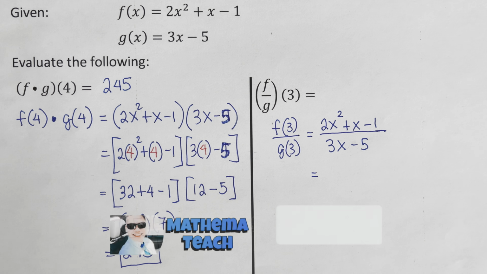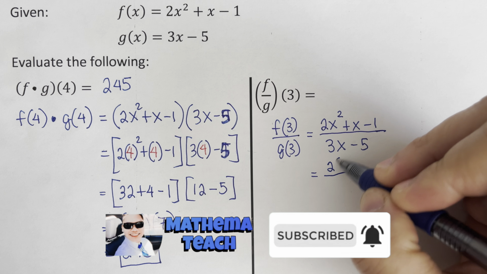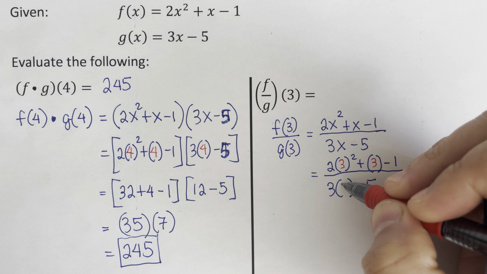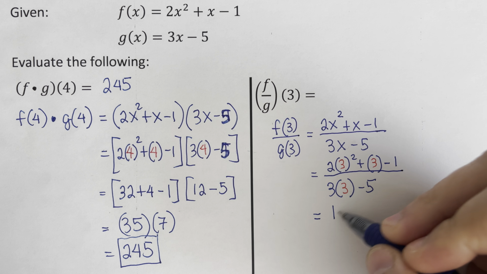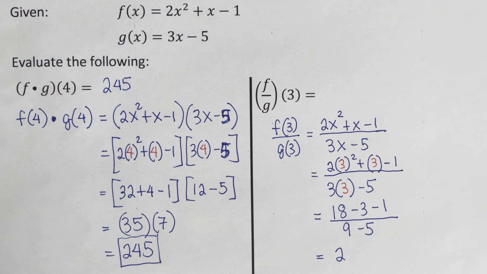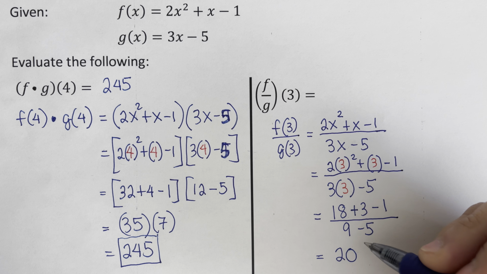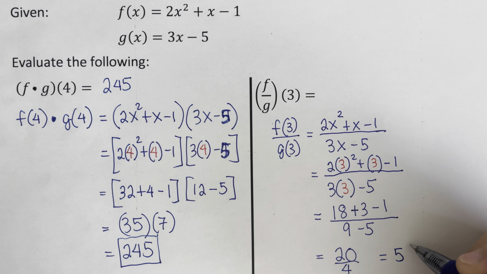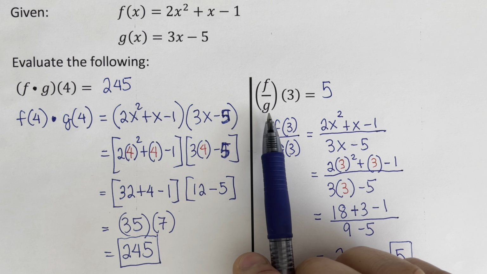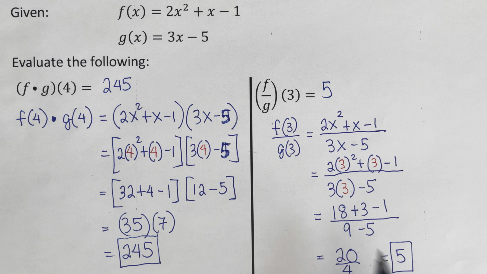Okay, so then we are going to plug the 3 into all of the x's, and this will come out. Okay, so the value of f over g of 3 is 5. After we did all the math here, it came out to be 5. Did you get the same answer as this?